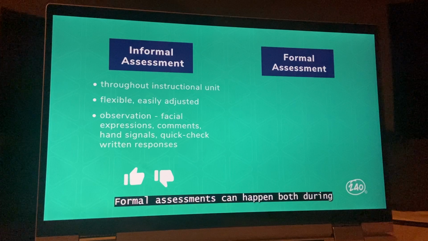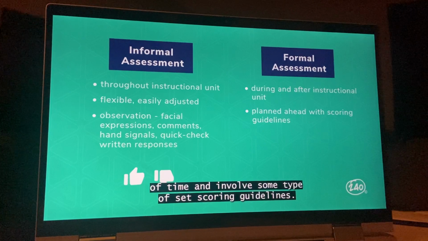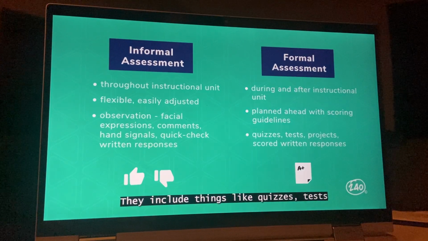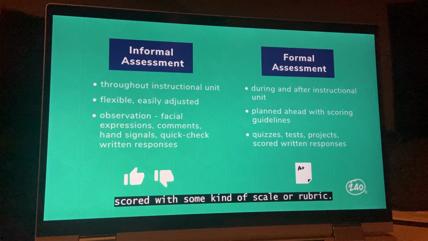Formal assessments can happen both during and after an instructional unit. They are planned ahead of time and involve some type of set scoring guidelines. They include things like quizzes, tests, and projects, or writing assignments scored with some kind of scale or rubric.